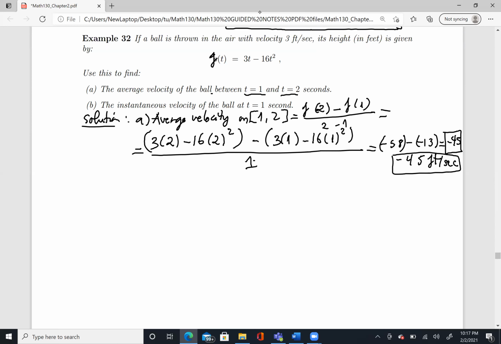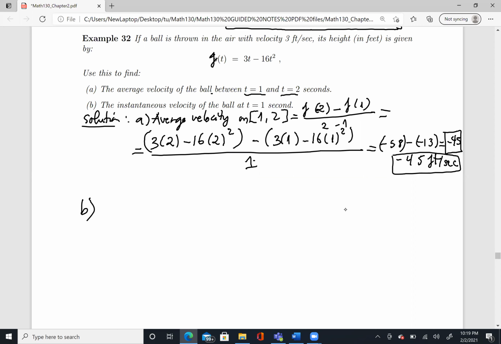So what does it mean? It means the ball is falling with an average velocity of negative 45 feet per second. Okay, so let's move to B.